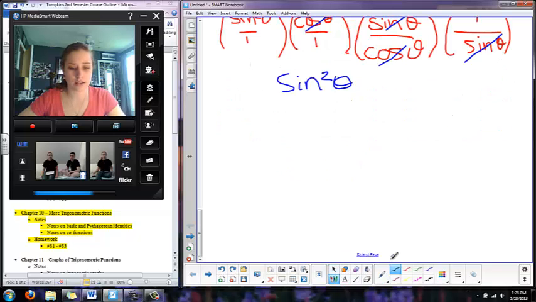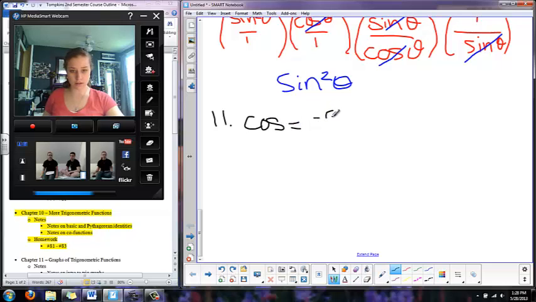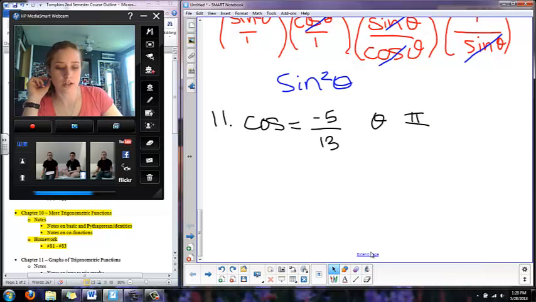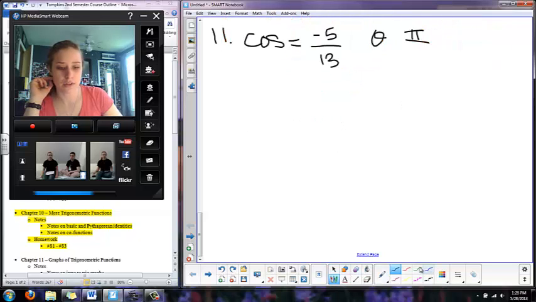So this is the last one, and it is different this time. So number 11. This time we have cosine theta is equal to negative 5/13, and theta lies in quadrant 2. Find the values of the remaining 5 trig functions. So we haven't done a question like this in a couple of days, so let's do one of these. So we have to find the remaining 5 trig values.